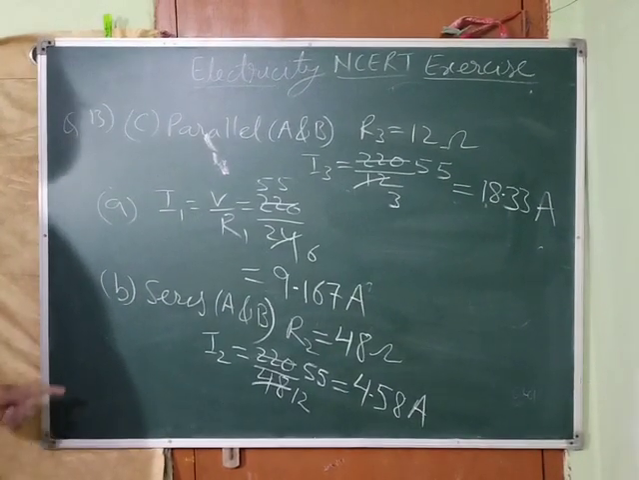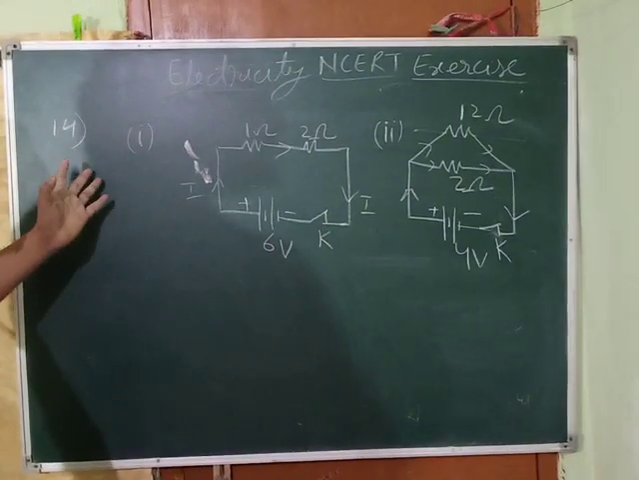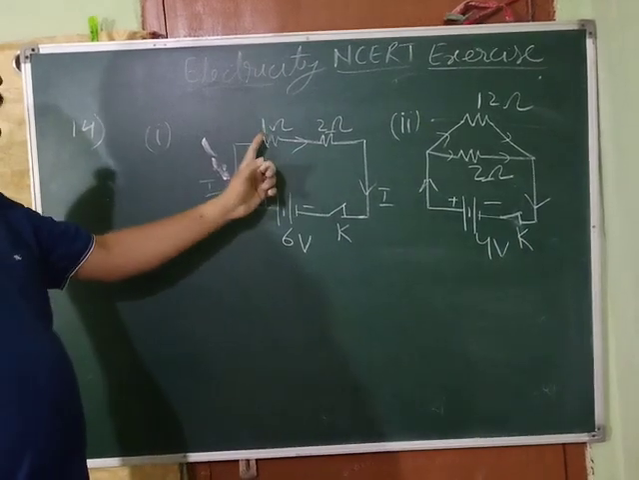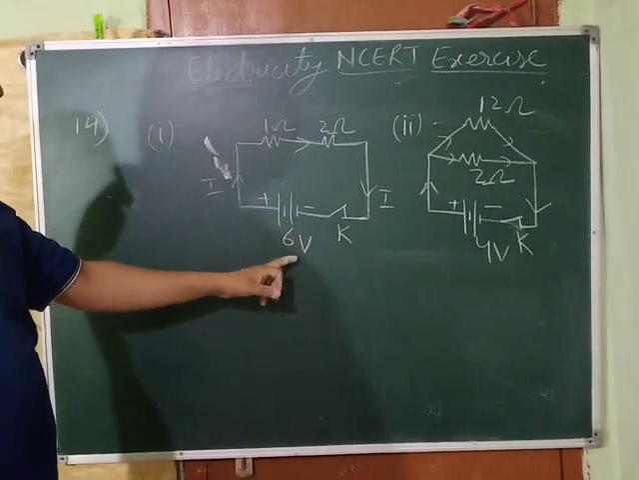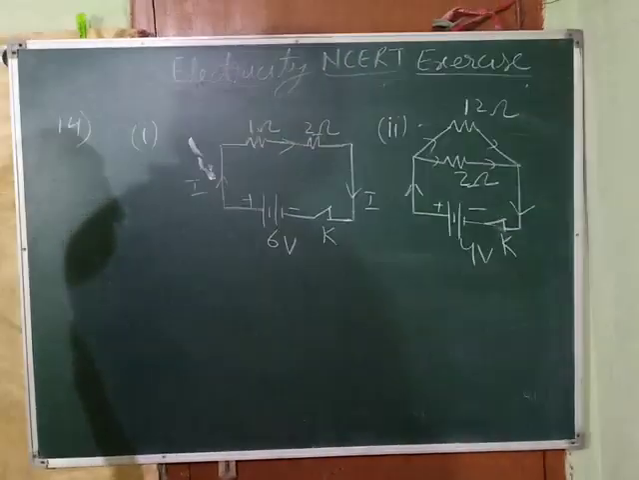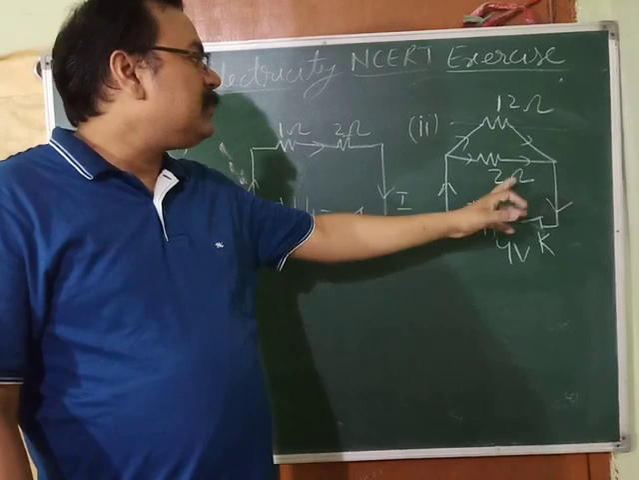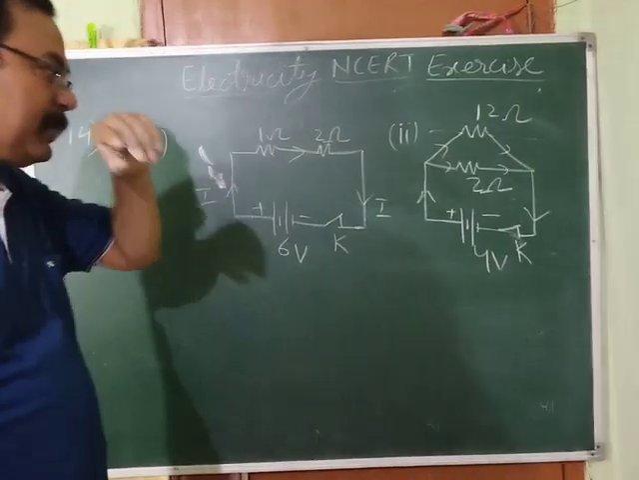So this is question number 13. Okay, this is the 14th question. See what the question is. Actually two circuits are given. In one circuit there is a 1 ohm resistor and a 2 ohm resistor. They are connected with a battery of 6 volt. Okay, and there is another circuit, a 12 ohm resistor and a 2 ohm resistor. They are connected in parallel with a 4 volt battery.